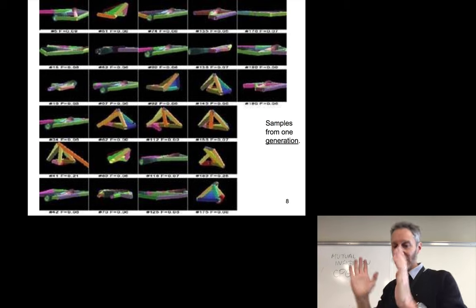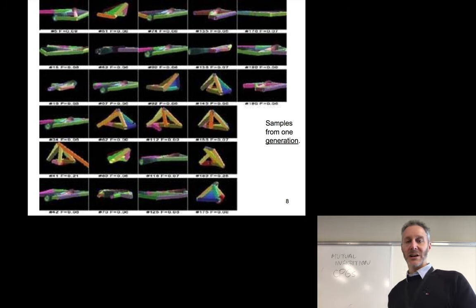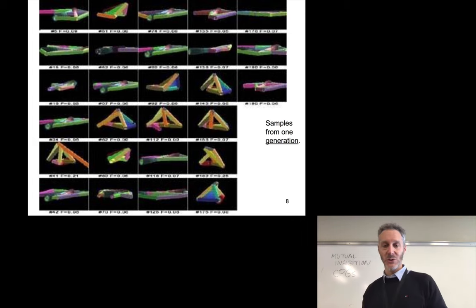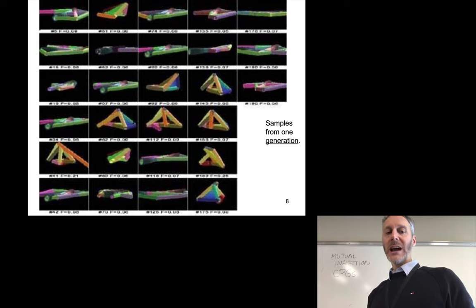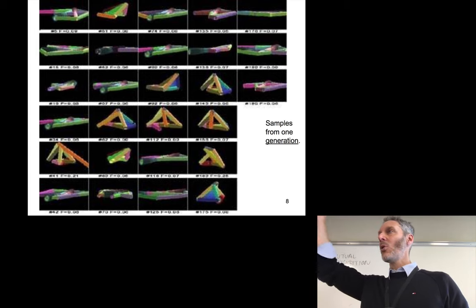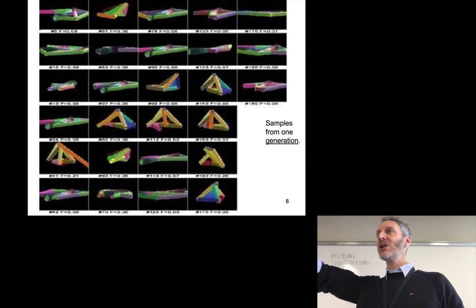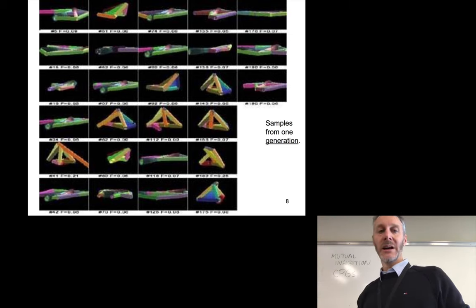Okay, so let's get to the fun part. What did they actually evolve? Again, this paper is 20 years old, so I apologize for the resolution here. They had some nice visuals in this paper, though, that gave you a good idea about what was actually happening during the evolutionary process. What you're looking at here is a set of samples from one evolutionary generation. So this is a snapshot at a particular point in evolutionary time.